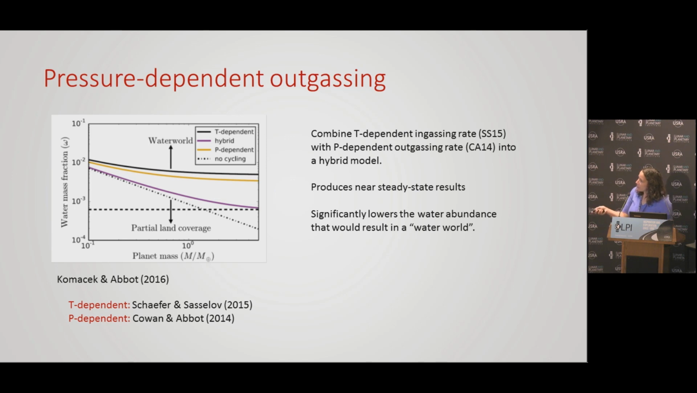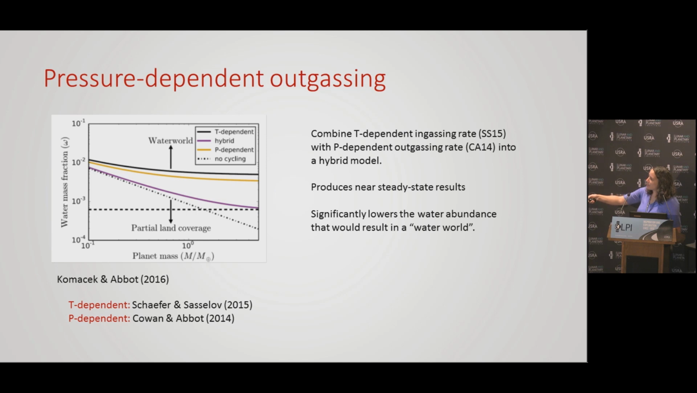Tad Komacek and Dorian Abbott included this pressure-dependent outgassing, which was also included in Nick Cowan and Dorian Abbott's original paper, and combined that with this temperature-dependent ingassing rate from my model. And so what we're looking at here is the water mass fraction that you need for a planet to be considered a water world. So the original model is this orange pressure-dependent model. And then my model was this black line for temperature dependence of both ingassing and outgassing. And they're fairly similar. Again, sorry, this is as a function of planet mass.